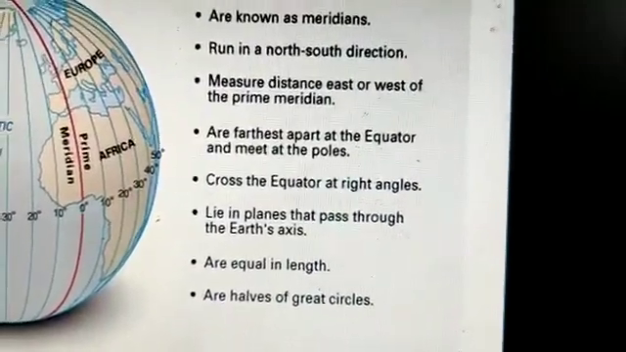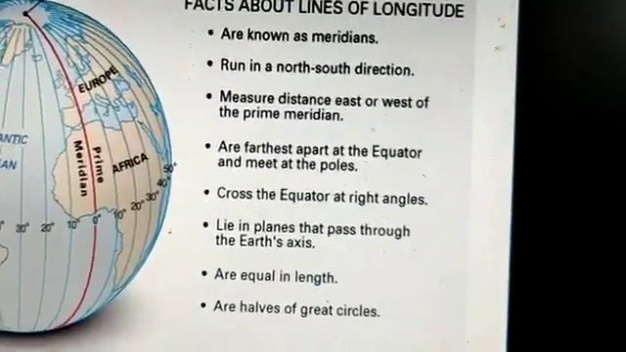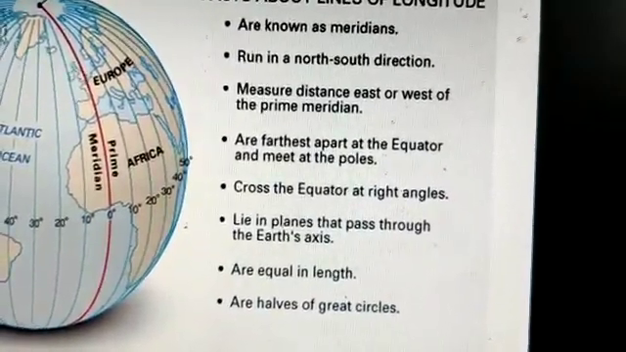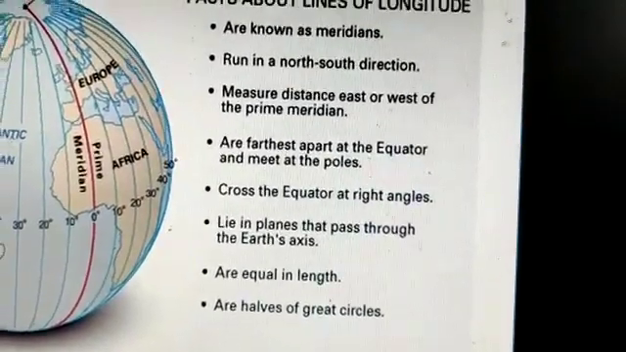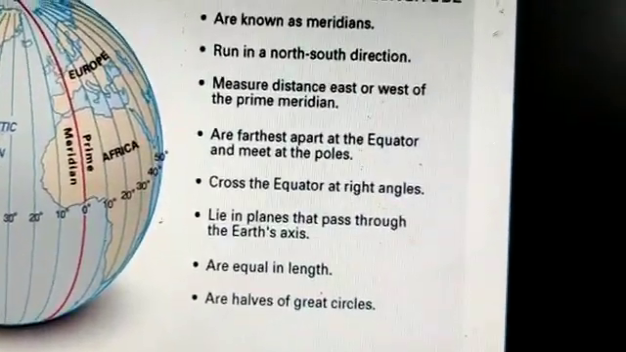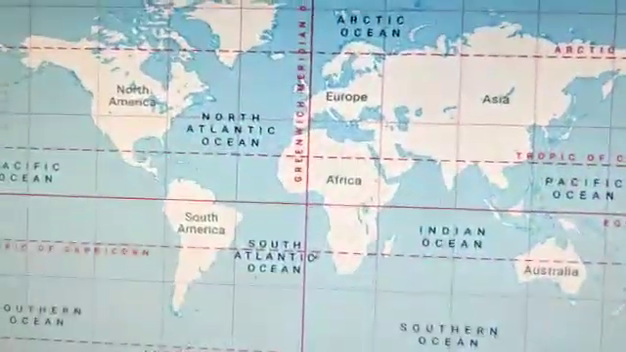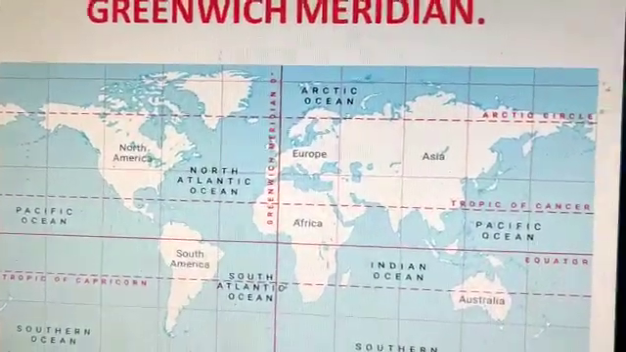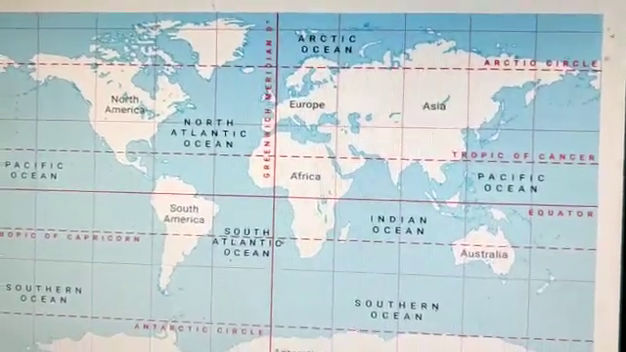These cross the equator at right angles. These lie in planes that pass through the equator axis. These are equal in length. These are halves of great circles. See Greenwich meridian. It passes from Greenwich Observatory of London.